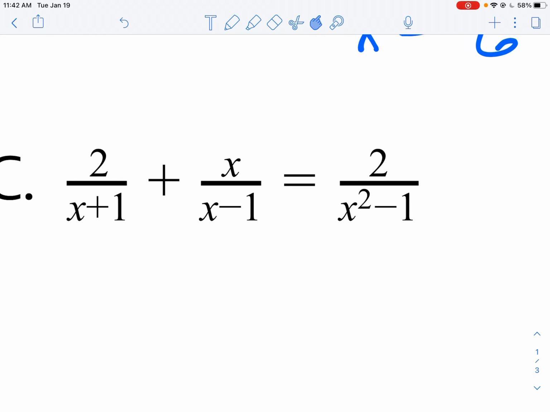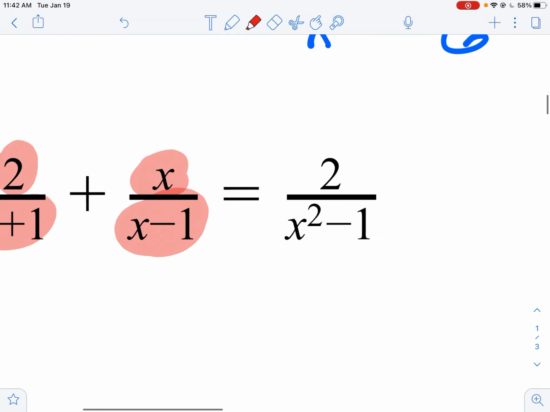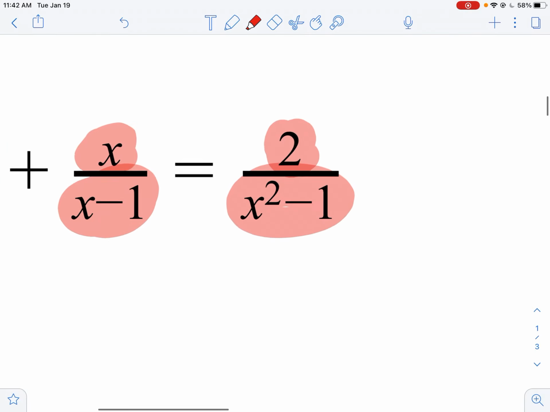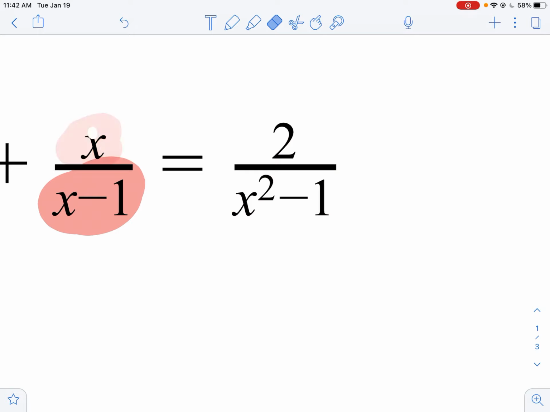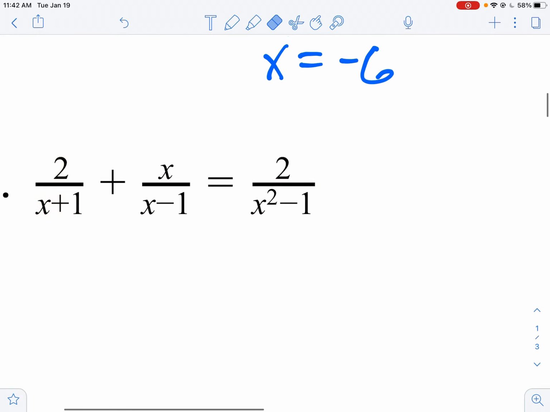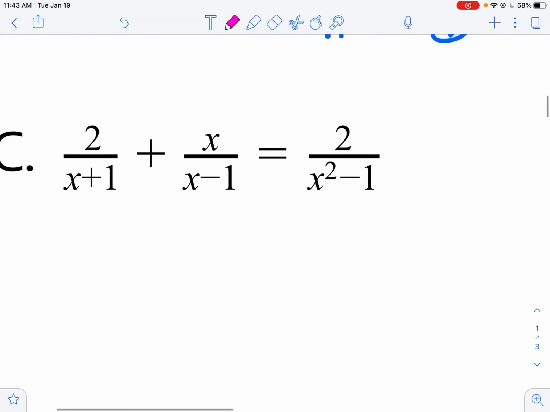All right. First of all, my first step is factor. Let's take a look. Is there anything I can factor? 2, can't do that. X plus 1, no factoring there. X, no factoring. X minus 1, no factoring. 2, no factoring. X squared minus 1. Wait a second. That's a difference of squares. I can factor that. I'm going to factor that out. Since it's a difference of squares, I'm pretty good with these differences of squares.